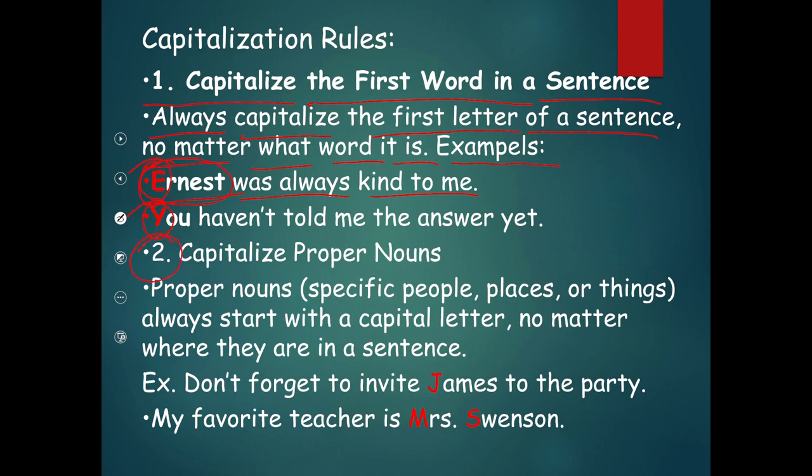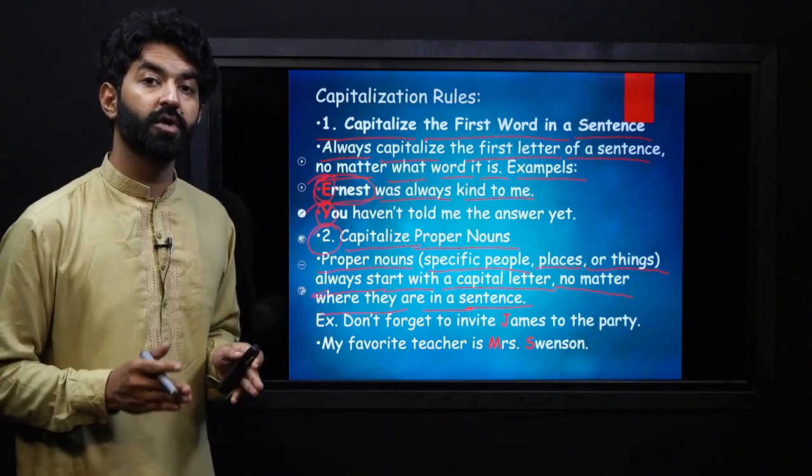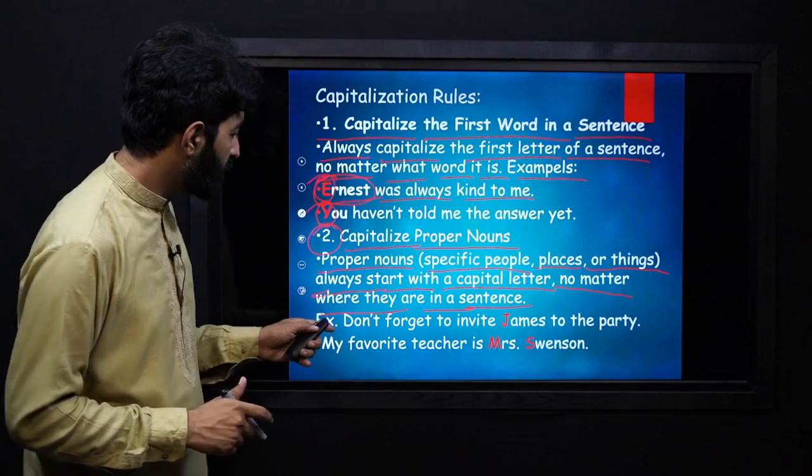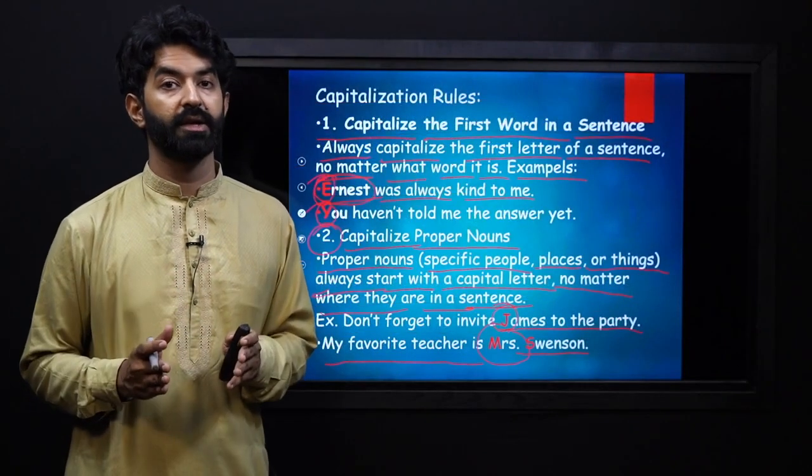Number 2 is capitalize proper nouns. We know this very well, that when we are talking about specific people, places or things, we always start with a capital letter no matter where they are in a sentence. Even if they are in the middle of a sentence or at the very end, the first letter of proper nouns will always be capitalized. For example, don't forget to invite James to the party. My favorite teacher is Mrs. Swenson. So you can clearly see that with proper nouns we capitalize the first letter.